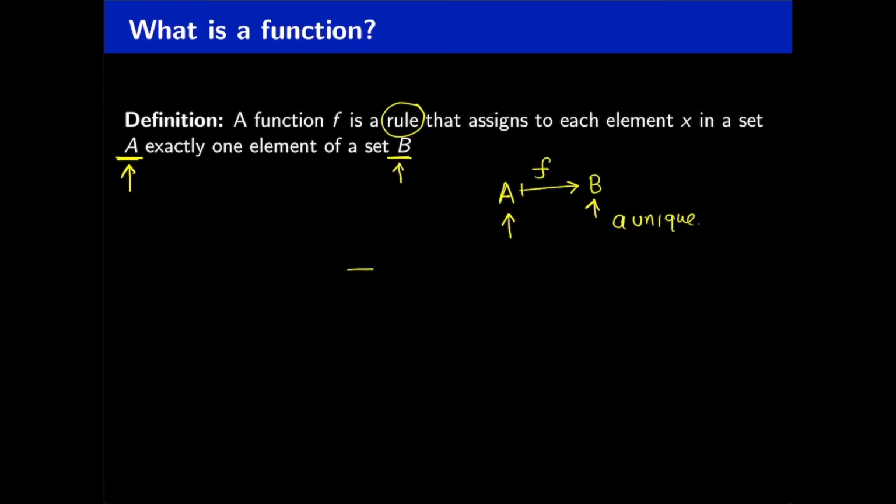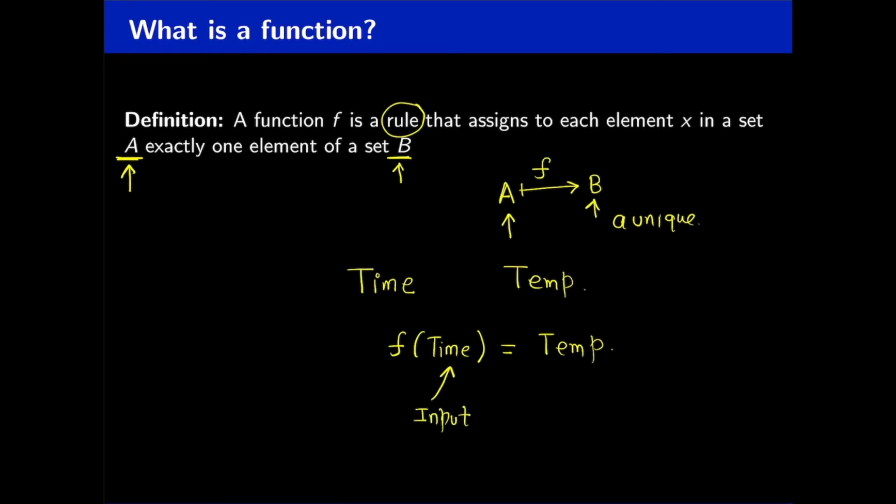For example, if we have two sets, one is, for example, time, and the second set, the set B in this example, is temperature, then we can establish a relation between these two entities by f of time. It means every time I give this relation a time, it will give me the output as a temperature. So here the input set or the input variable is time, and its relation is to the output set, which is temperature.